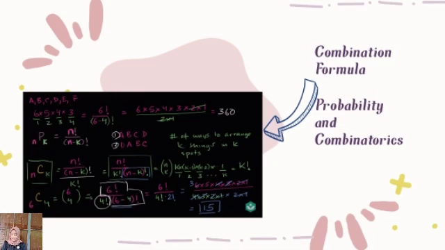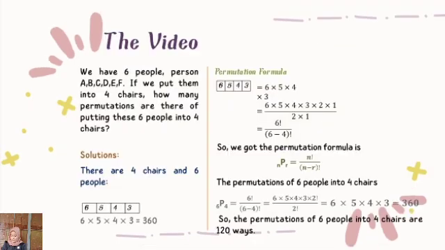Next, I will explain about the video, with the theme of combination formula, probability, and combinatorics. In the video, we have 6 people, person A, B, C, D, E, and F. If we put them into 4 chairs, how many permutations are there of putting these 6 people into 4 chairs?